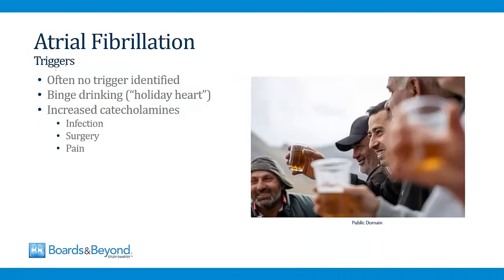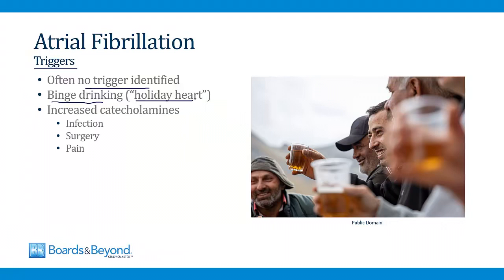Some patients with atrial fibrillation have a trigger that causes the arrhythmia to occur. Now, for many patients, there's no trigger identified, but there are some where a trigger is identified, and you should be aware of these. A classic one is binge drinking. This is sometimes called the holiday heart. There are certain patients of mine who anytime they go out and have more than one glass of wine, they go into AFib. And once you figure that out, you have to caution them to avoid alcohol to avoid going into AFib.